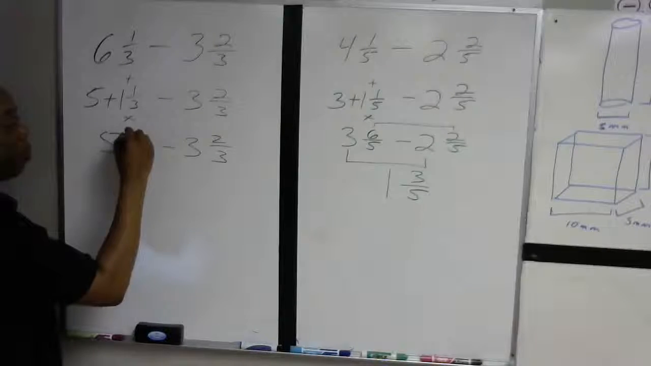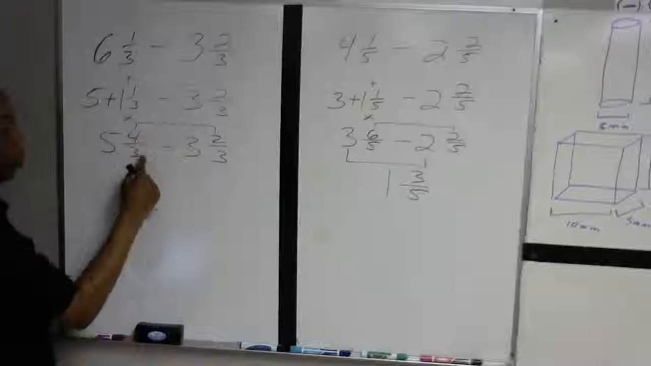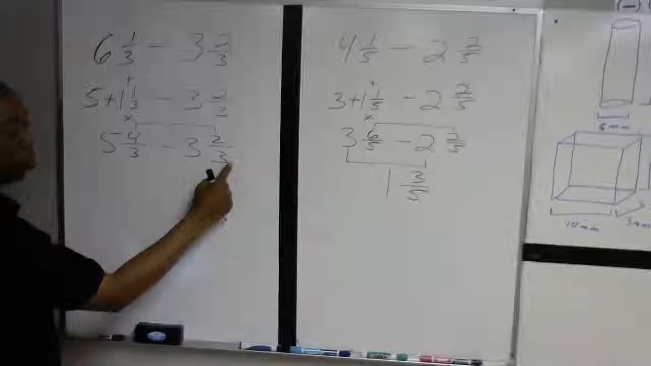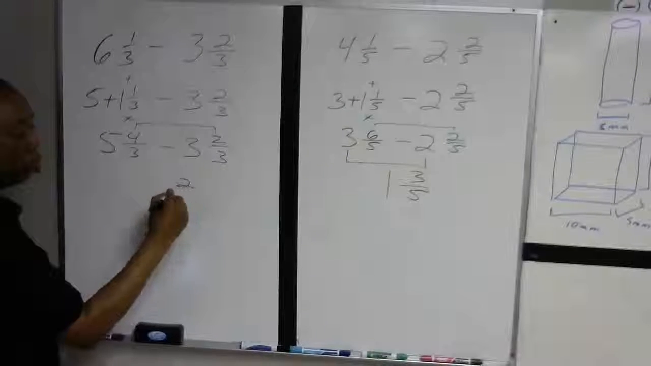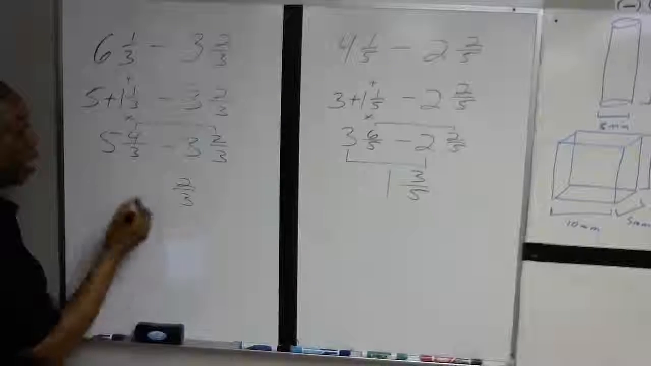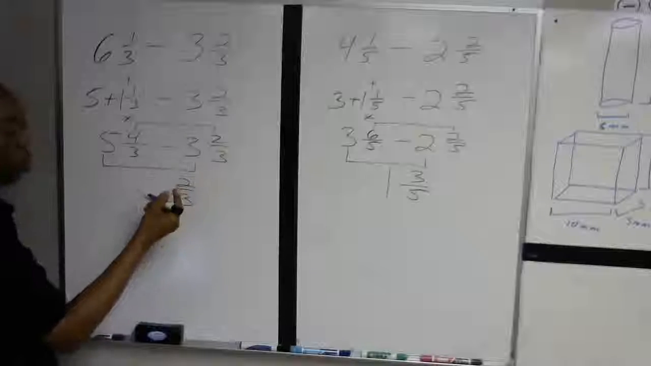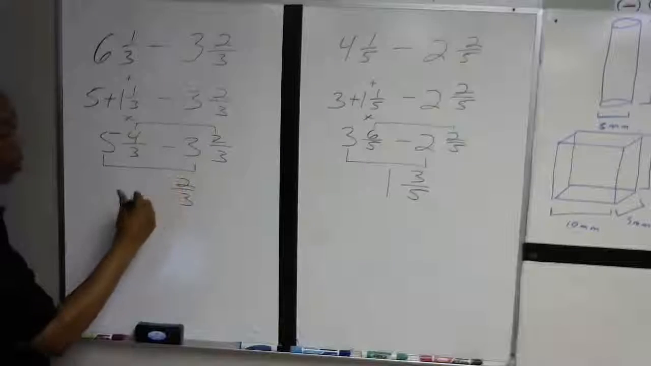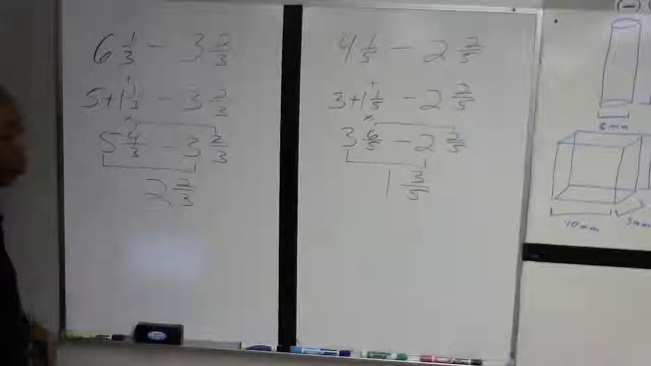Now we can subtract the fractions, which would be 4/3 minus the 2/3, which will give us 2/3. We'll also subtract the whole numbers, 5 minus 3. This gives us 2.